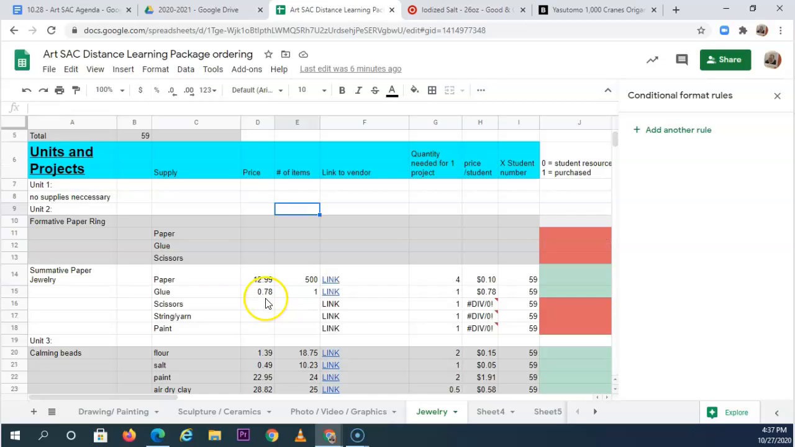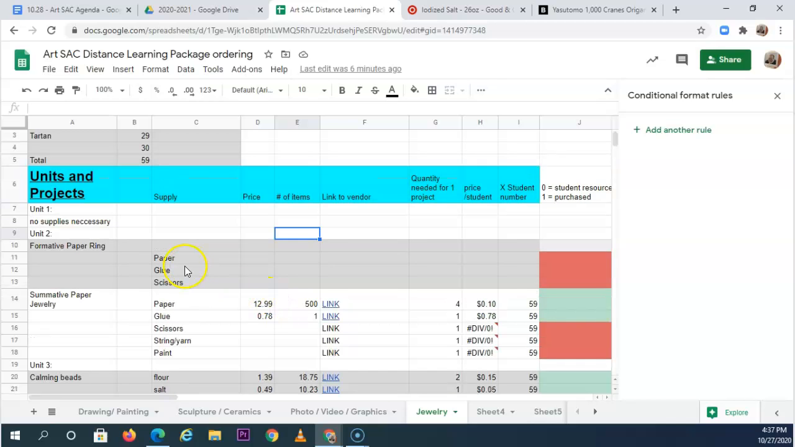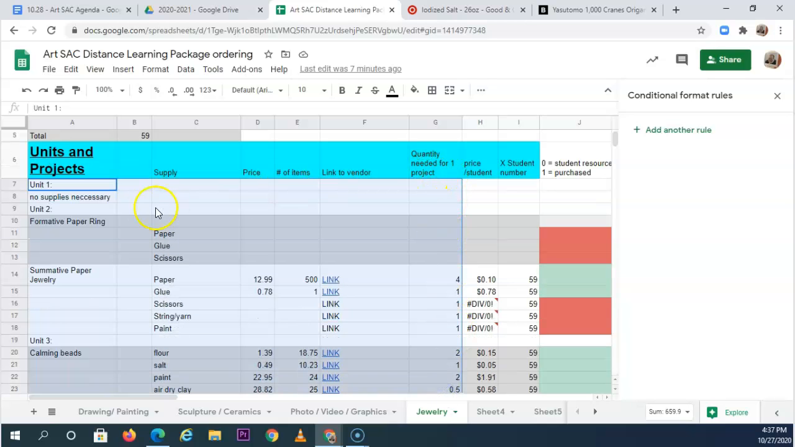Now all you need to do is fill out these 6 columns. So you're going to think about, in your units or in your projects, what are the materials that you need? You start with your assignment or your unit, and then you write down the supply and the price. Let me show you how you do this.